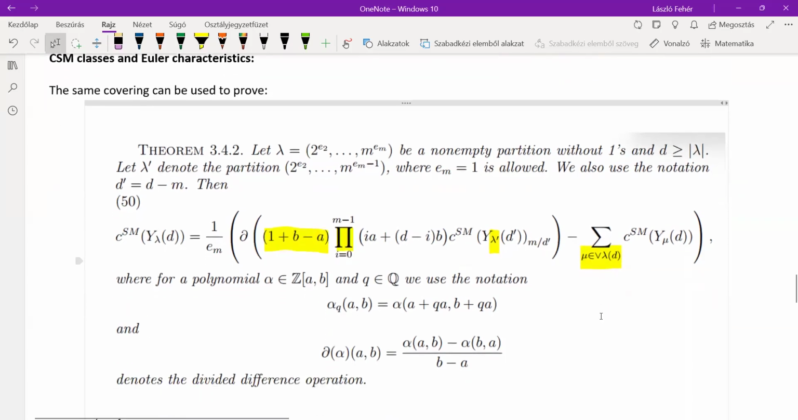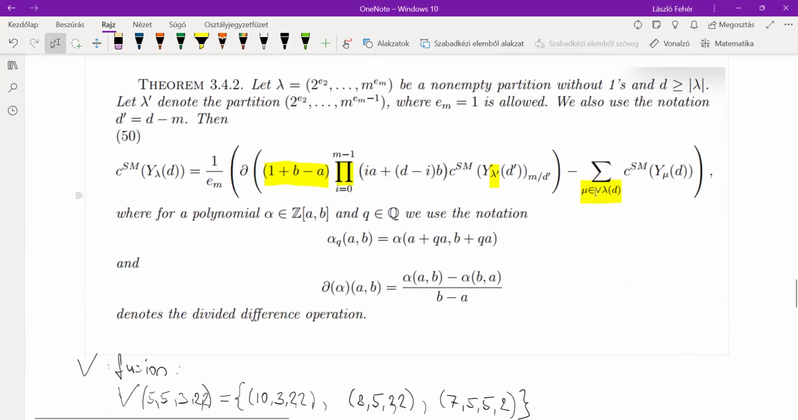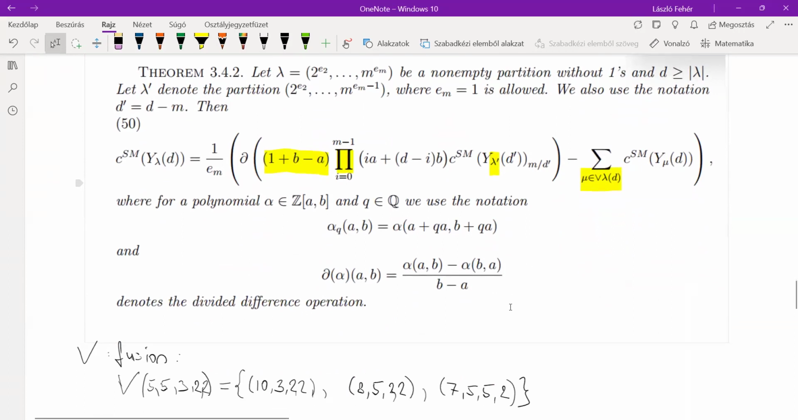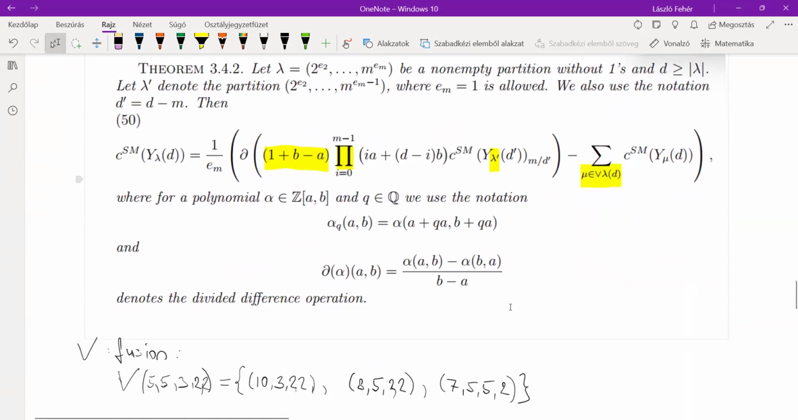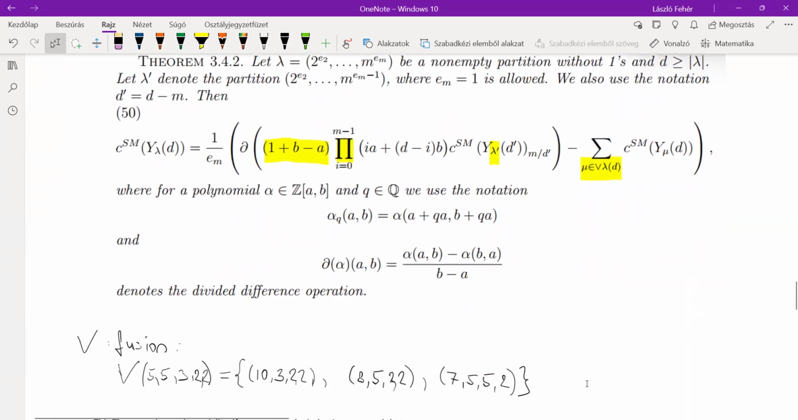This V here refers to the notion of fusion. Basically, I wrote down an example here. It's very simple. You take the highest multiplicity or highest part, if you wish, and you can fuse it to any other parts. So the first partition is given by, so it's always 5 that I glue to another number. Here I glue to 5, here to 3, and here to 7. Okay, so this is how you get this formula.